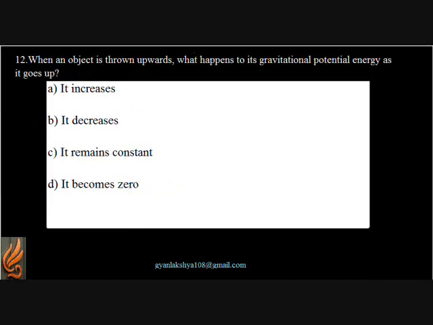When an object is thrown upwards, what happens to its gravitational potential energy as it goes up? A. It increases. B. It decreases. C. It remains constant. D. It becomes 0.